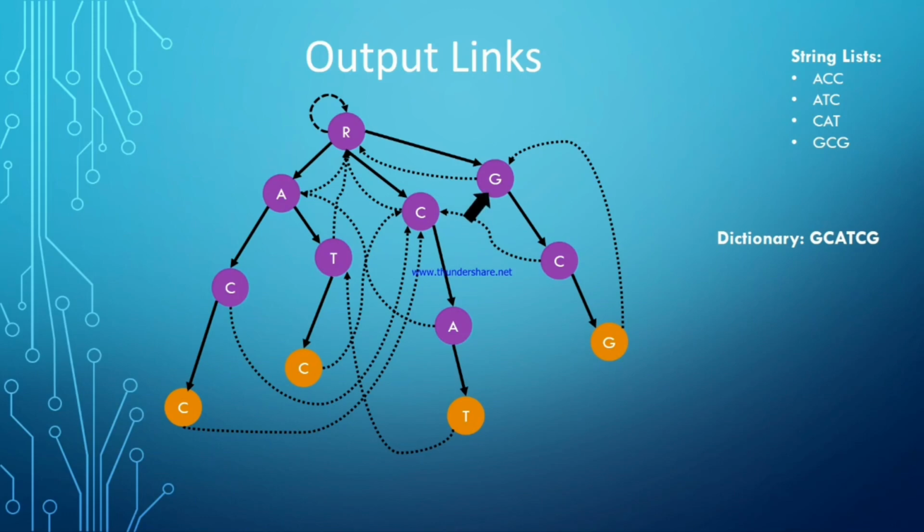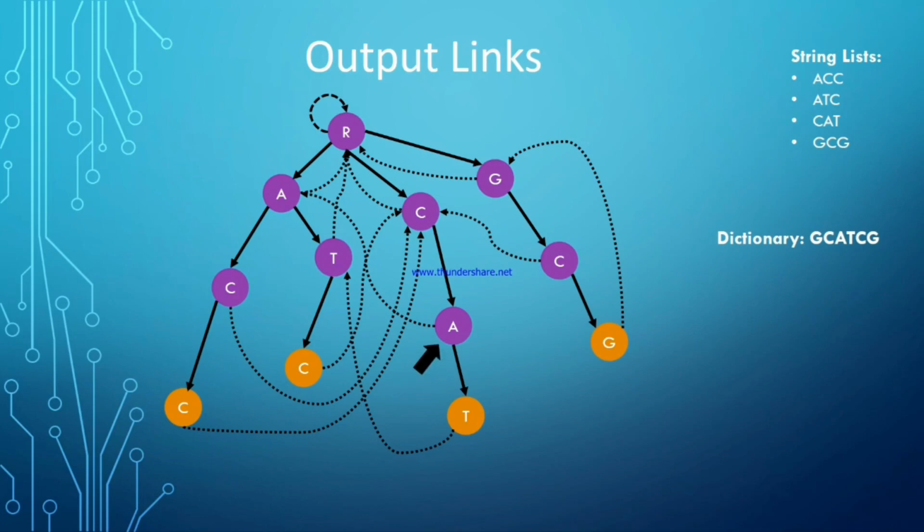G will search: is there any C? Yes. G can find C. And C will search: is there any A? Basically we cannot find A after C, but when I set up a failure link, this will happen. So C will connect to the other C, and this is called an output link. So now this C can find A. Now move on to the next step.